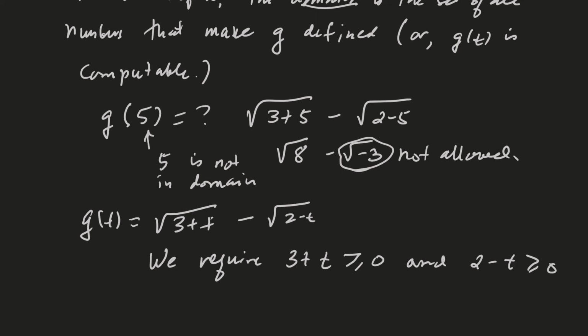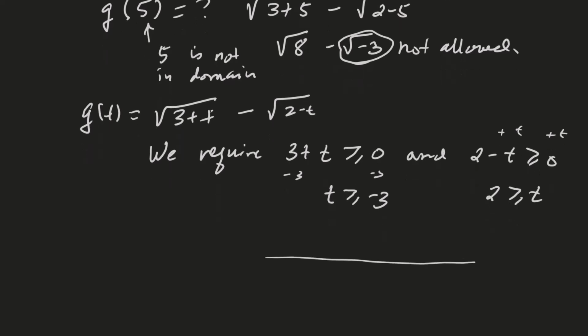Good. All right, and so just solving these, I'm just going to subtract 3 from both sides here. So t must be bigger than or equal to minus 3. And over here, I'm going to add t to both sides, because you have to be careful about multiplying by minus 1. You don't want to do that if you don't have to. So 2 is greater than or equal to t. Okay?